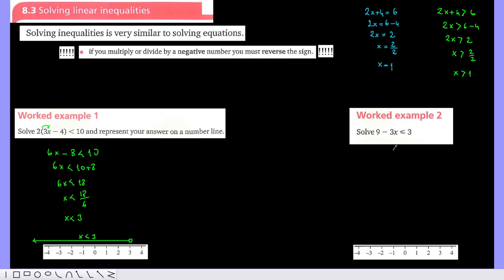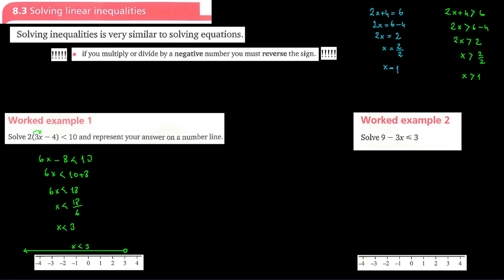Okay, let's solve this exercise. 9 minus 3x, it is 9 minus 3x.